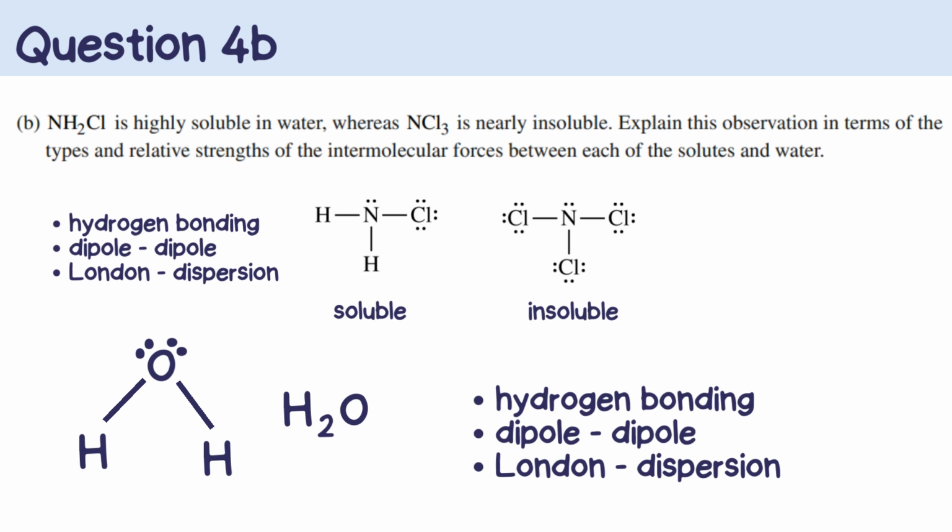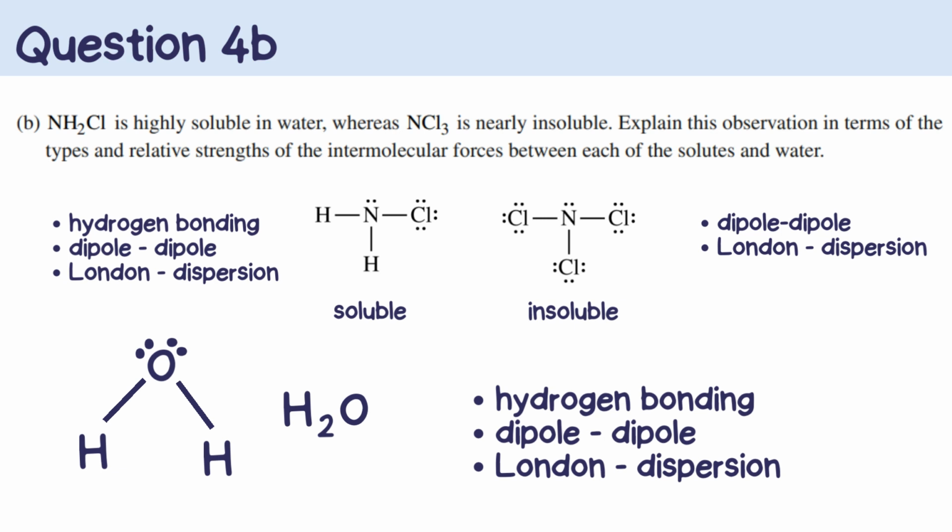So that's going to be dipole-dipole because of the partial positive and negative between nitrogen and chlorine, respectively. It will also have London dispersion forces as well. However, it will not have hydrogen bonding because there's no hydrogen bonded with fluorine, nitrogen, or oxygen.